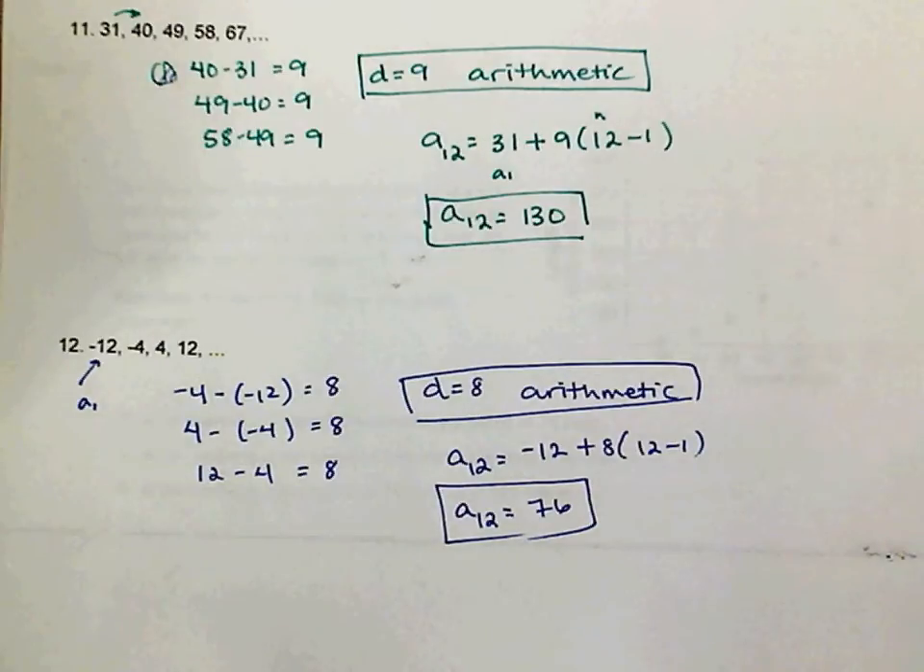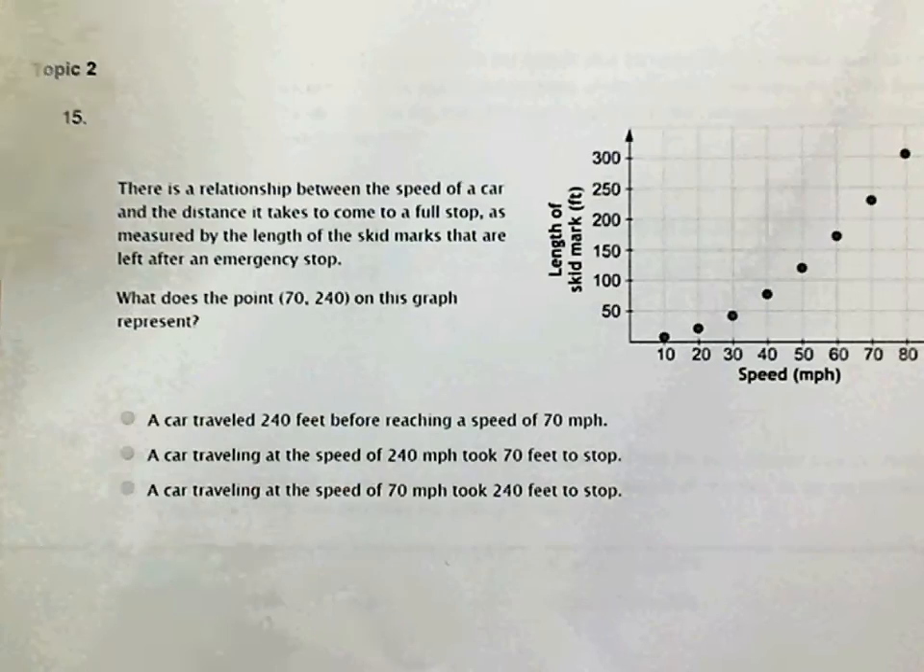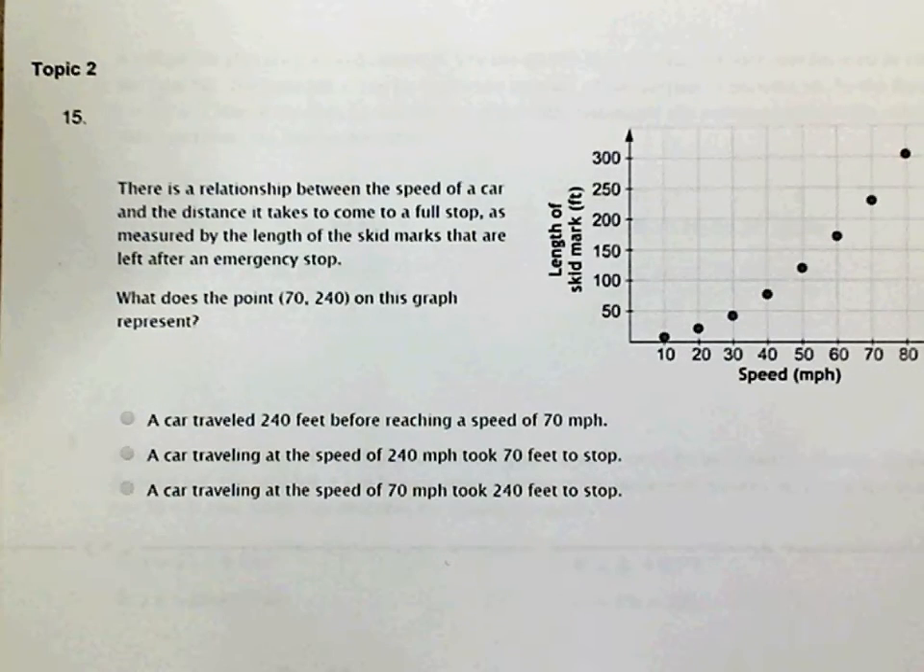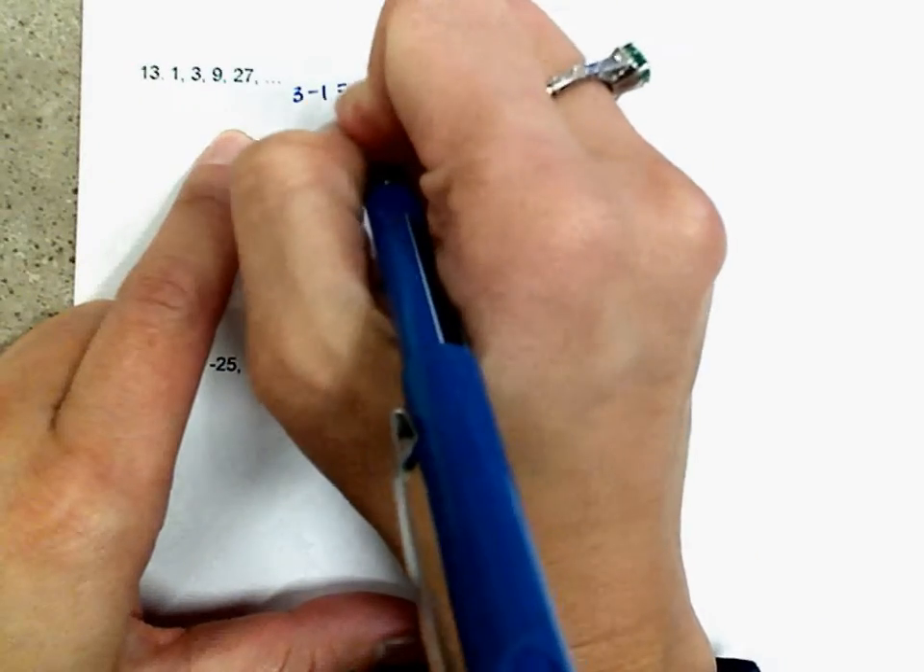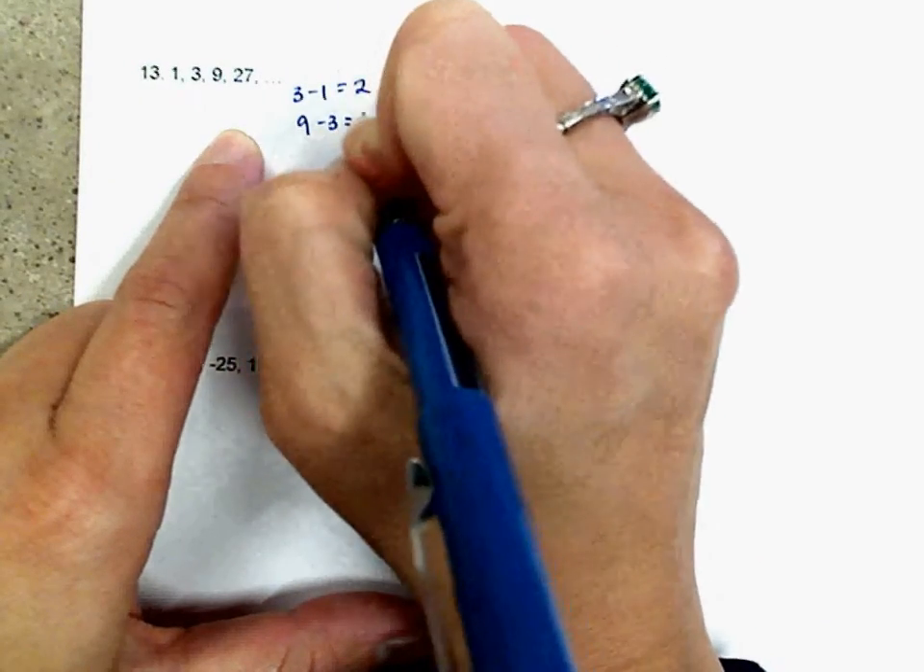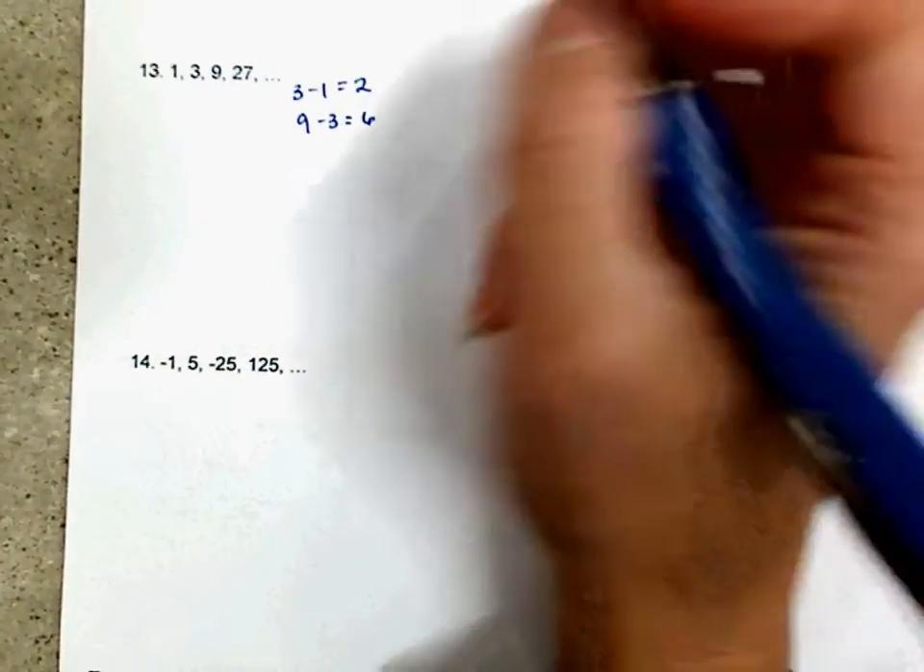All right. I'll come back to the next part in a little bit. Actually, let's just keep going and finish unit 1. Number 13. Let's look at number 13. So when I do 3 minus 1, I get 2. 9 minus 3, I get 6. You see how those are not the same? So I know it is not arithmetic.